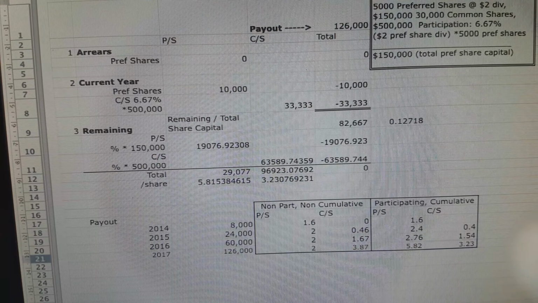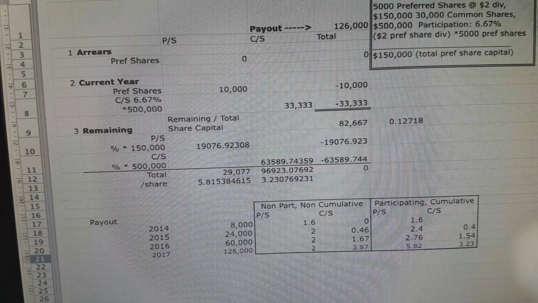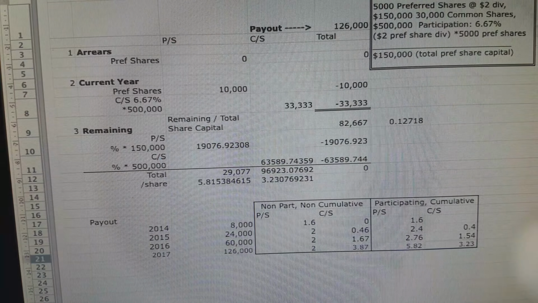And that is the explanation. I hope that makes sense. And that is the extent of my Excel skills. I hope this helps everybody.